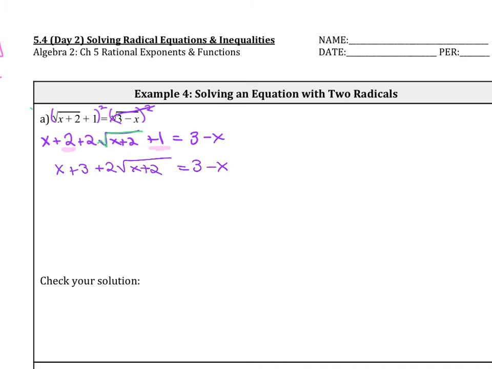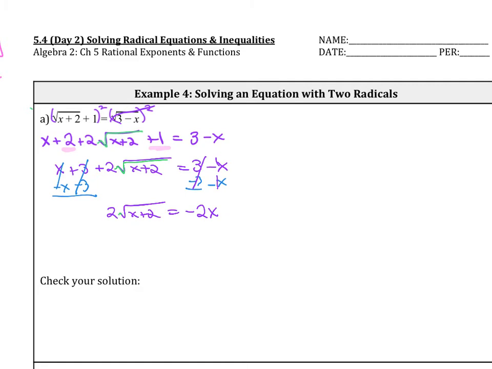Now to start to isolate this radical here, our goal is to isolate this, so we're going to subtract x and subtract 3 from both sides. Subtract x to get rid of that, and then subtract 3 to get rid of that 3. So now we have 2 square root of x plus 2 equals 3 minus 3, which is 0, and then negative 1x minus x, that is negative 2x.